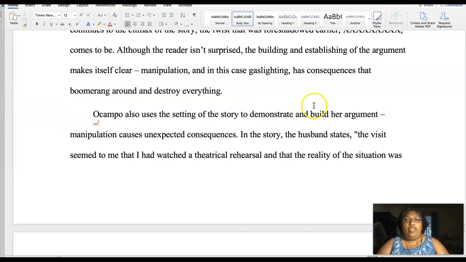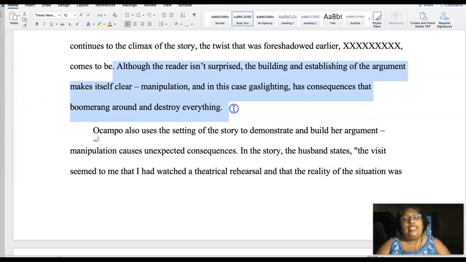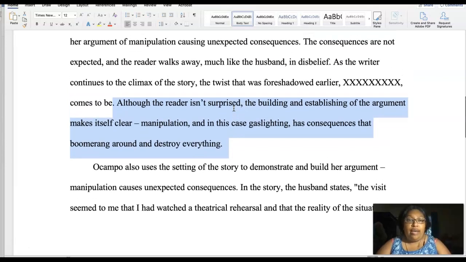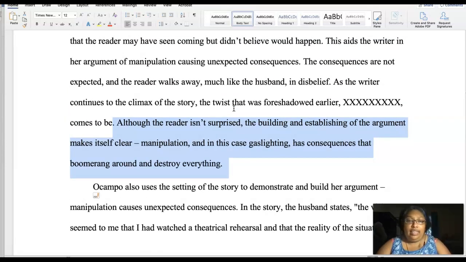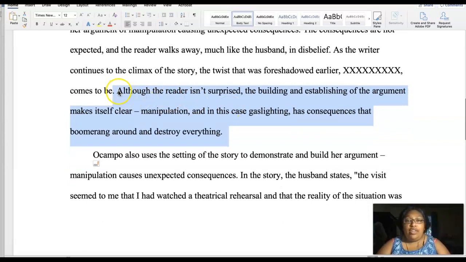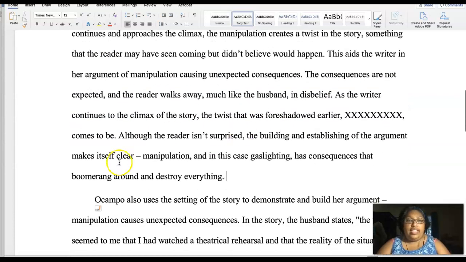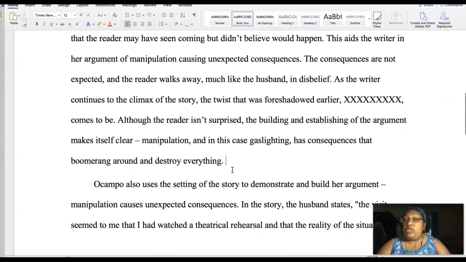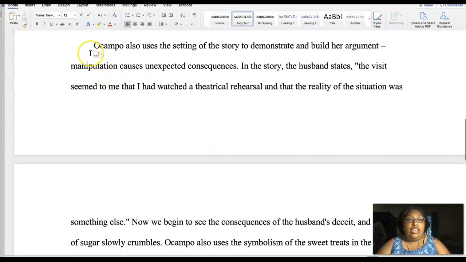And so we have, this is called the point sentence, and what a point sentence does, think of it as a conclusion. It's a conclusionary sentence to the paragraph. So we already established that this unexpected thing was foreshadowed, but you really didn't think it was going to happen. It's not going to be that crazy. It ends up being that crazy. And so then you kind of tie it all together, that this is building this argument, and the consequences boomerang and destroy everything, right? And that ties that up together quite nicely. And that's one paragraph. So then we have the second paragraph here.